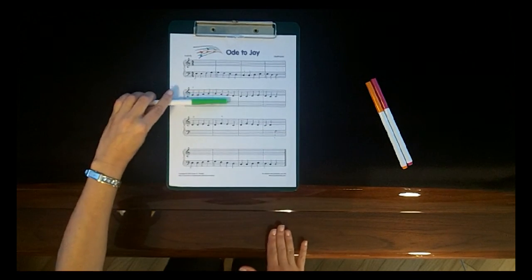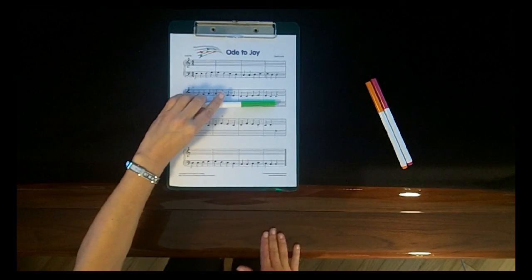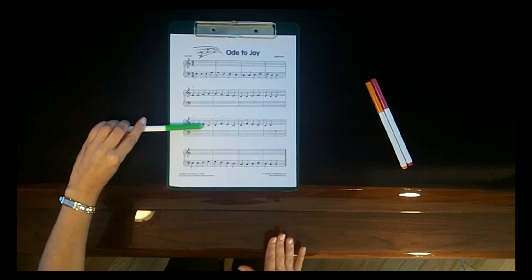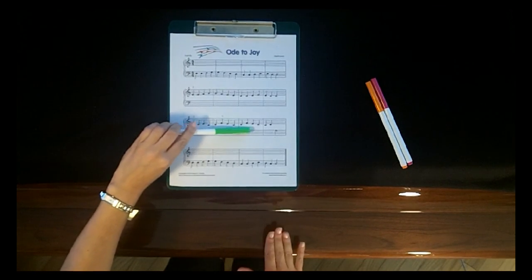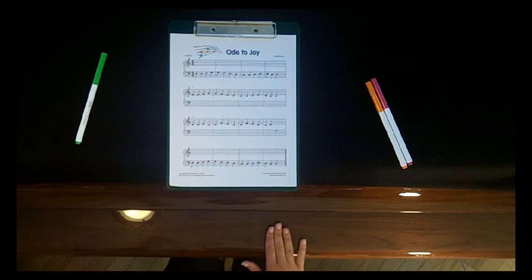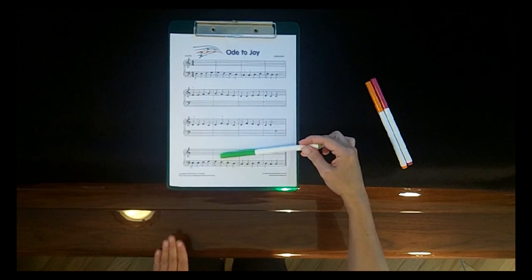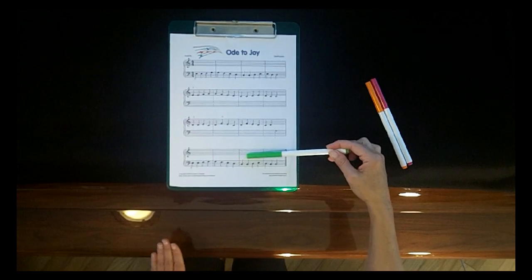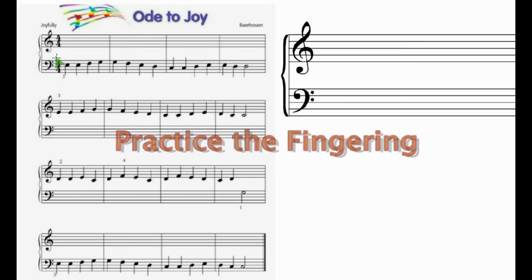1, 2, 3, 4. 1, 2, 3, 4. 1, 2, 3, 4. 1, 2, 3, 4. 1, 2, 3, 4. 1, 2, 3, 4. 1, 2, 3, 4.